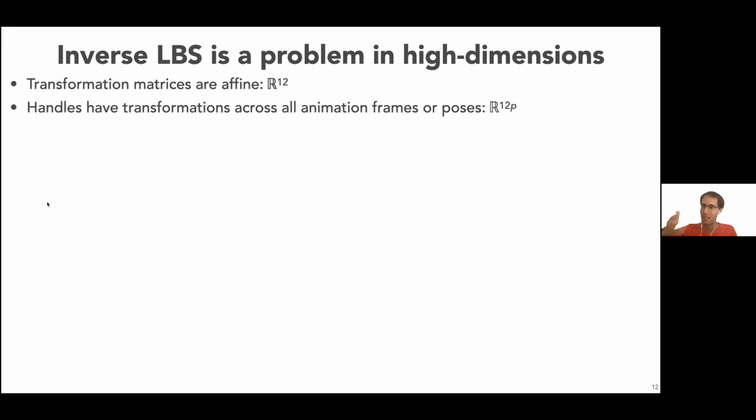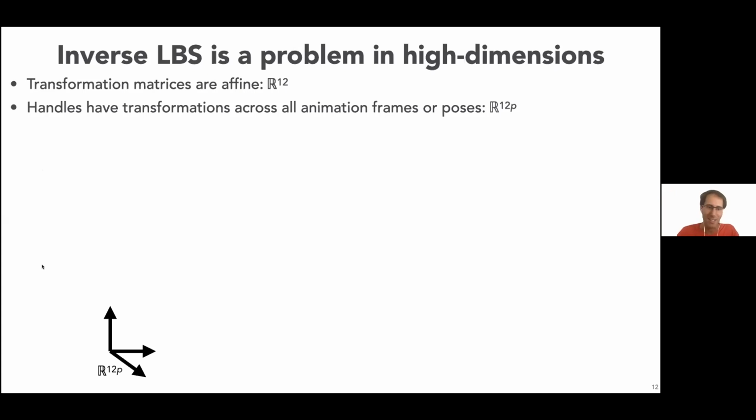When we observe the mesh in a variety of poses, when we observe an animation or just poses, what we know is that these transformation matrices, there's one for each pose. So if there are p poses, now we have a 12p dimensional space. So each one of those handles has 12p numbers associated with it. So we can think of these handles as points in 12p dimensional space.